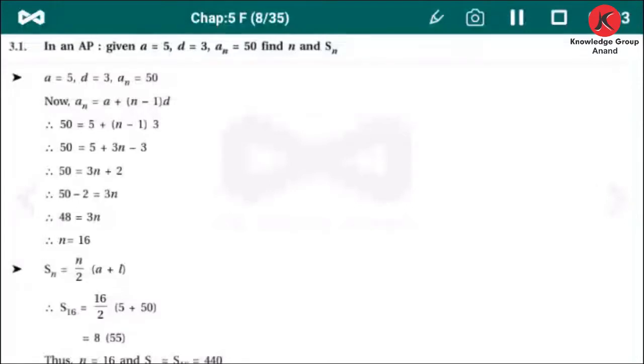Good morning. Exercise 5.3, question number 3, number 1. In an AP, given a = 5, d = 3, n = 50, find n and Sn. Here a = 5, d = 3, an = 50.